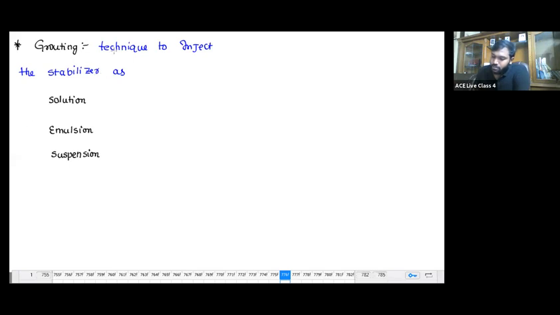Okay, so you are going to see the technique to inject the stabilizer as a solution or emulsion or suspension. The solution is going to be sodium silicate and acrylic nitrate. That's a solution. And emulsion is going to be bitumen emulsion.